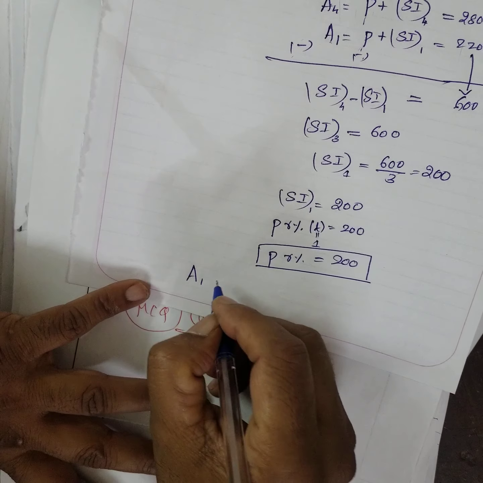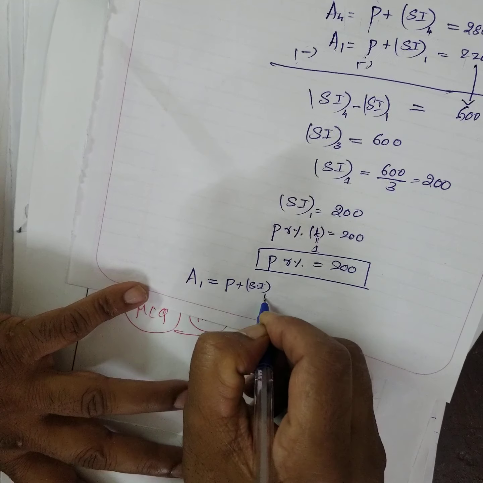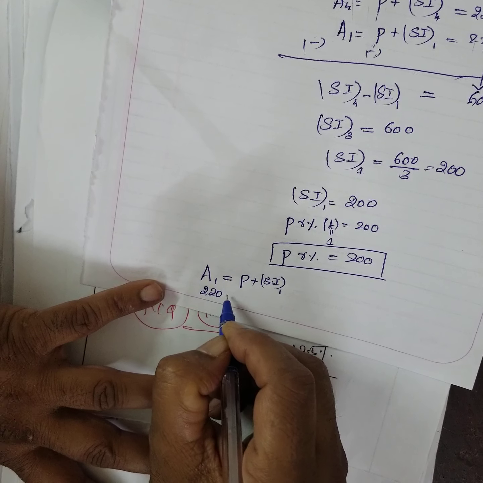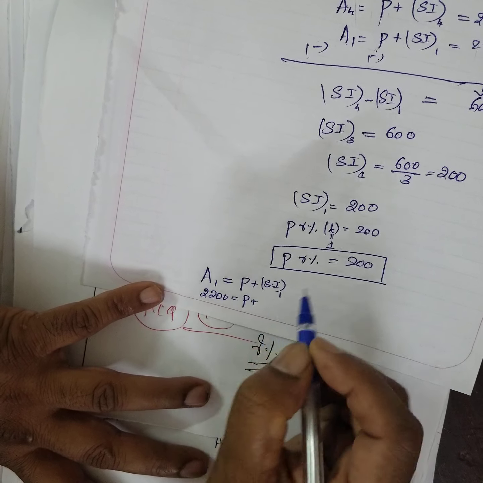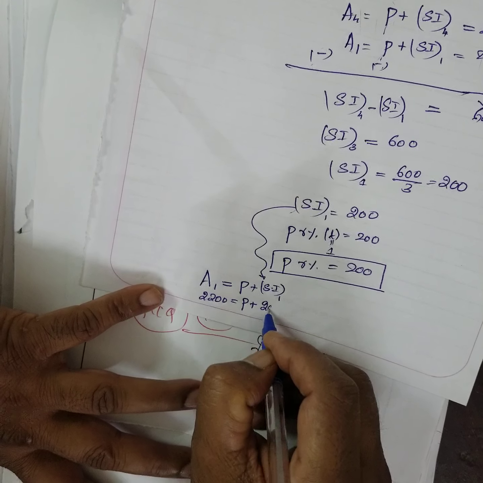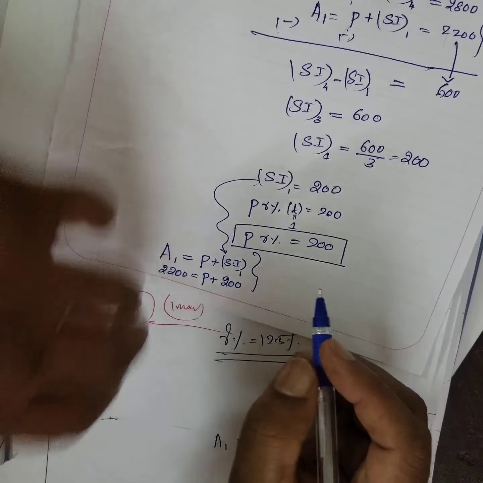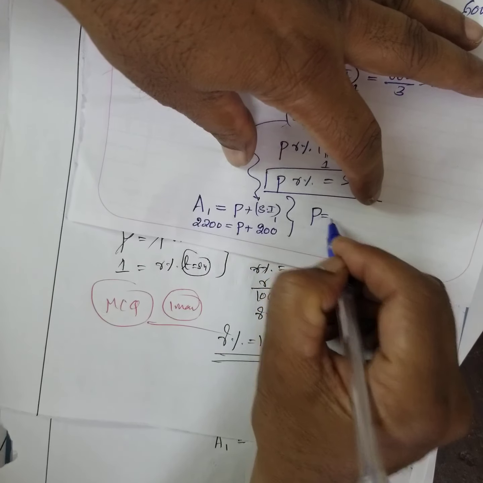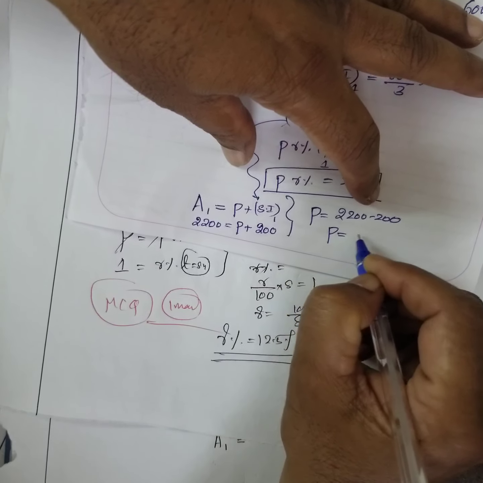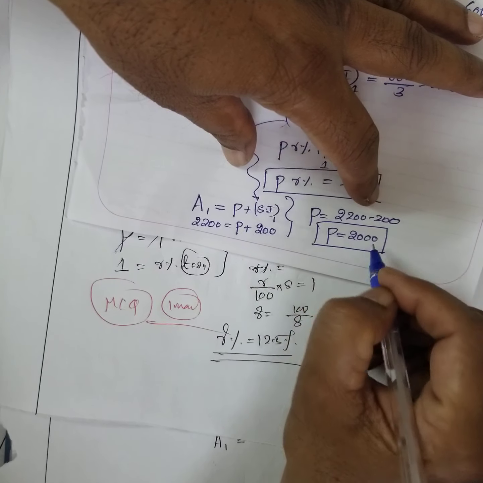Now you got this much. What is the amount for 1 year? Amount for 1 year is principal plus simple interest for 1 year. Amount for 1 year is how much? 2200. Principal you don't know, but simple interest for 1 year is how much? 200, is it not? Therefore, you can calculate the principal. Principal is equal to 2200 minus 200. Therefore, how much principal do you get? 2000 rupees.